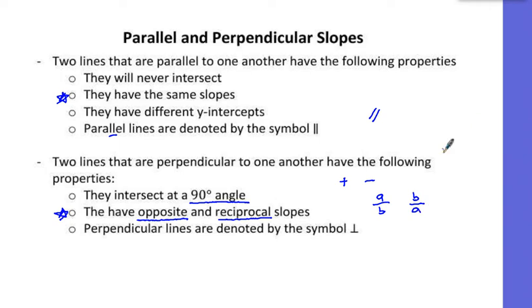Perpendicular lines are denoted by this symbol. It's an upside down capital T.